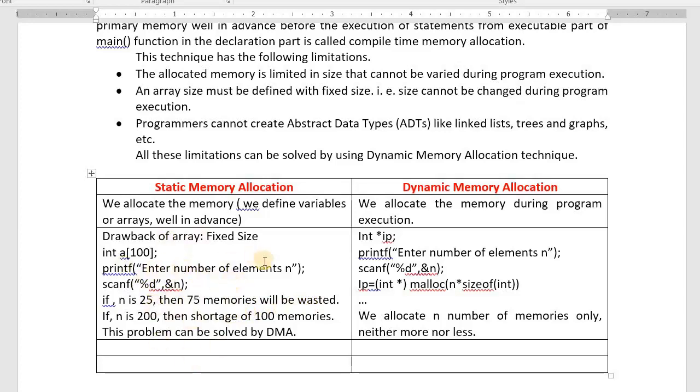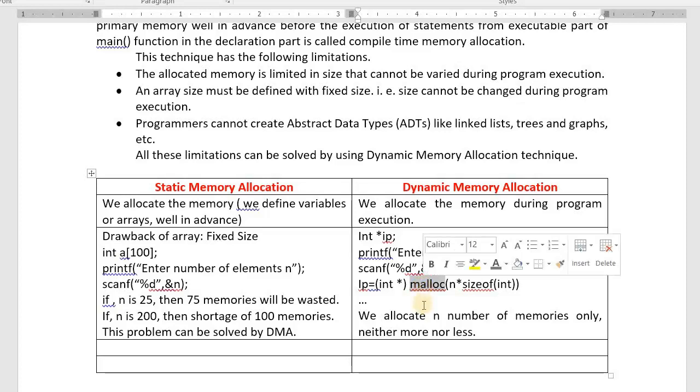Then how to solve this problem? That is possible by using pointers. That is what we call dynamic memory allocation. We allocate the memory during program run only. We ask the user, enter the number of elements n. If I enter 17, we allocate 17 memories only, neither more nor less. Exactly n memories we allocate by using the malloc function.